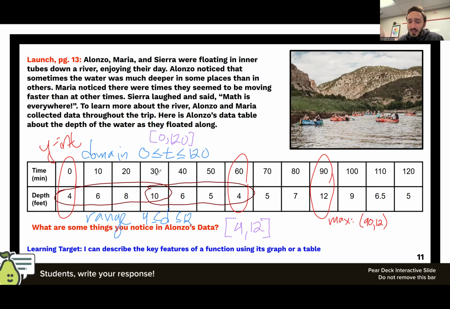Then as I go from the 60-minute mark to the 90-minute mark, I'm noticing that the depth seems to be increasing again, but then it changes in the last 30 minutes of their trip, from the 90-minute mark to the 120-minute mark. It seems to be getting shallower again. So the depth is sort of undulating in the graph. It's going up and going down and going up and going down.